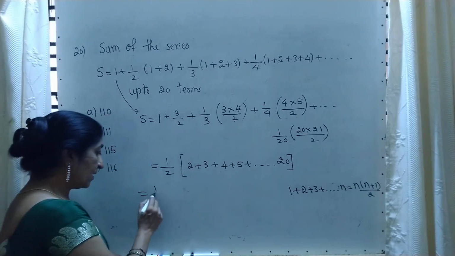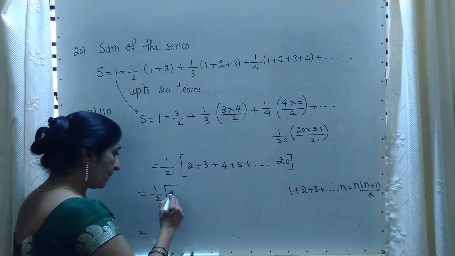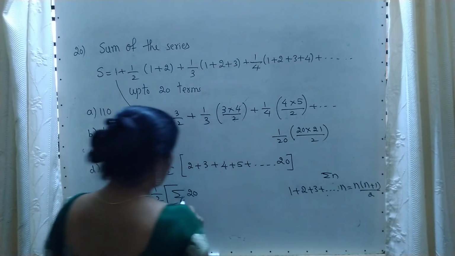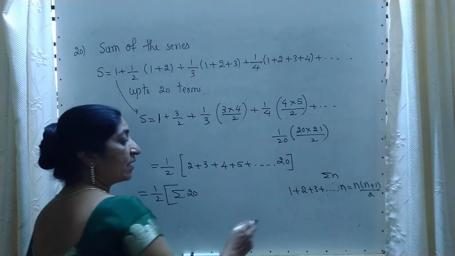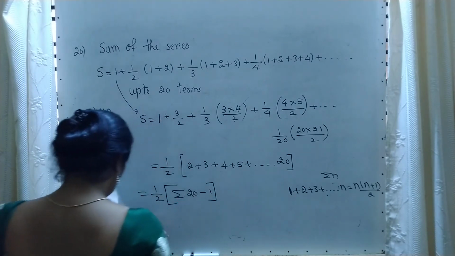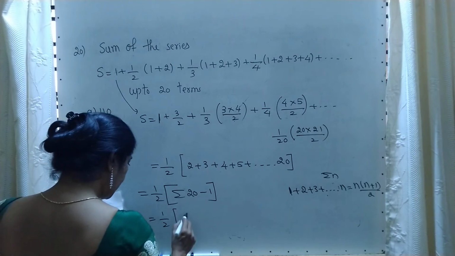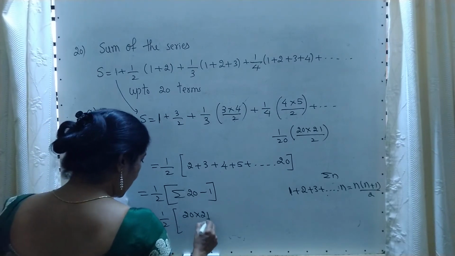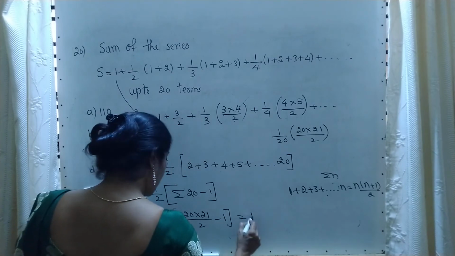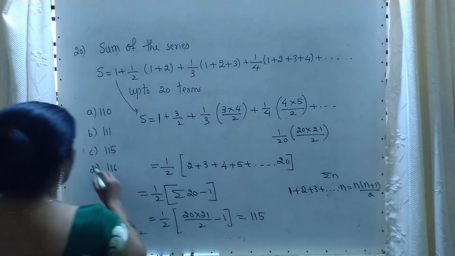That's why I am writing this as summation 20. This is nothing but summation n, summation 20. What did we write extra? We took 1 extra because 1 is not there. That's why I am writing minus 1. Simplify this: 20 into 21, applying this formula, divided by 2 minus 1. After simplification you will get the answer 115.